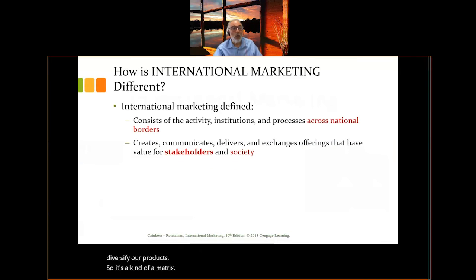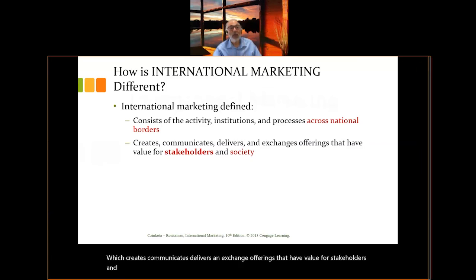We define marketing. International marketing is pretty similar. It is activity, institutions, and processes across national borders, which creates, communicates, delivers, and exchanges offerings that have value for stakeholders and society. So almost the same definition which we use for marketing, now we use for international marketing.